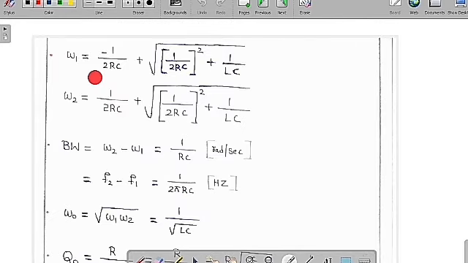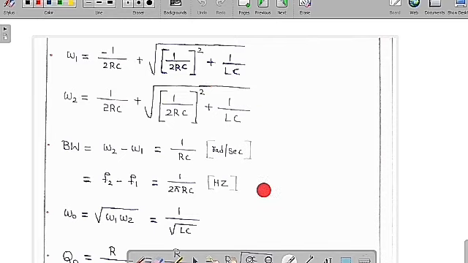So now the lower cutoff frequency is equal to minus 1 by 2RC plus under root over (1 by 2RC) whole square plus 1 by LC, and the higher cutoff frequency is equal to 1 by 2RC plus under root over (1 by 2RC) whole square plus 1 by LC. So compared to the previous one, which was minus R by 2L, the only thing is now we have to replace it with 1 by RC, and everything else is the same. Therefore this is the formula that you need to remember.